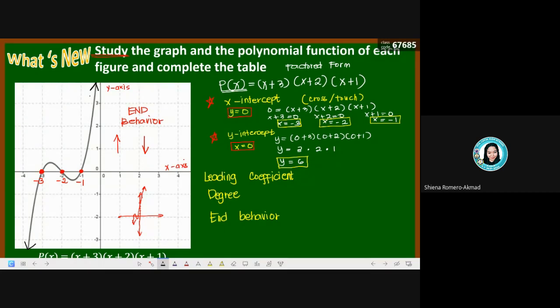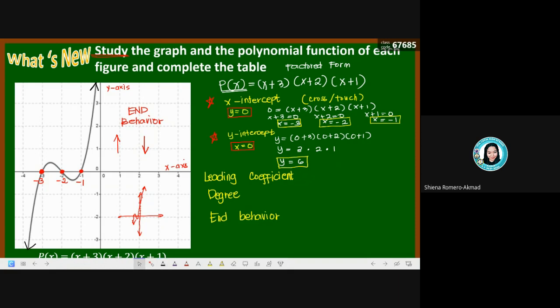Ngayon, dahil alam na natin kung ano yung x-intercept and yung y-intercept, ang gagawin natin is we are going to identify the end behavior. So, alam na natin bakit ganyan yung itsura ng graph, bakit siya parang lumiliko ng ganyan, because dumadaan siya sa x-intercept at sa y-intercept. Ngayon, ang kailangan nating malaman ay kung ano yung magiging behavior nung dulo.